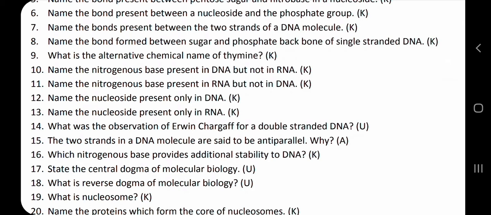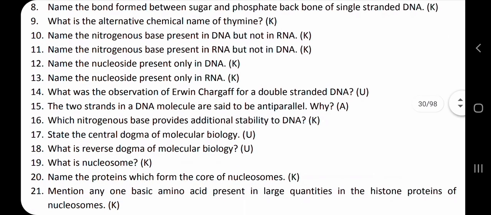Next, 18th question. What is reverse dogma of molecular biology? The reverse dogma of molecular biology is that the genetic information flows from RNA to DNA. In the central dogma of molecular biology, the genetic information flows from DNA to RNA. But in the case of reverse dogma, the genetic information flows from RNA to DNA.